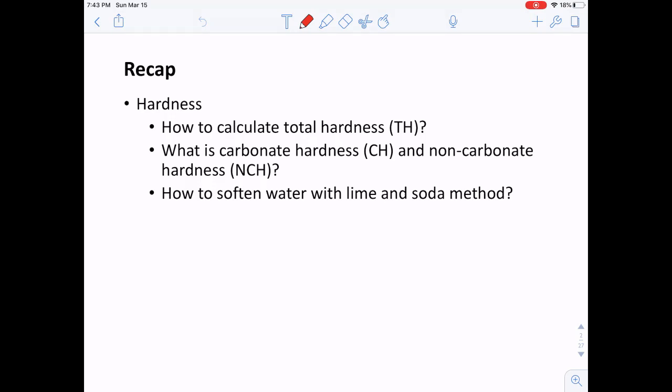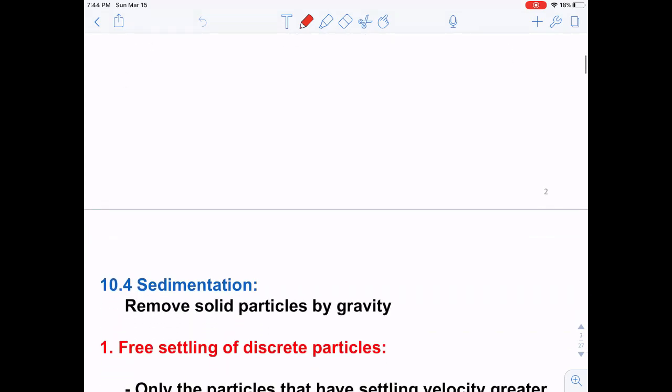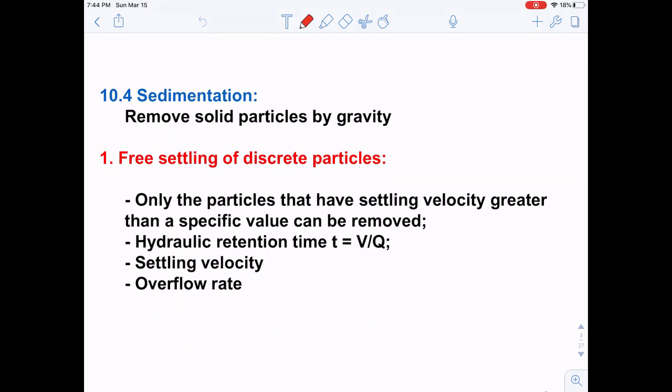So this class we're going to learn about more methods to further treat the water quality that can potentially be installed downstream of processes such as the softening process or the coagulation, flocculation, clarification process. All right. So the first one we're going to learn briefly is about the sedimentation.